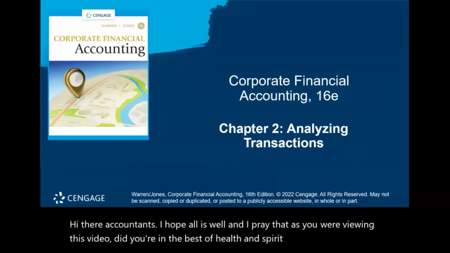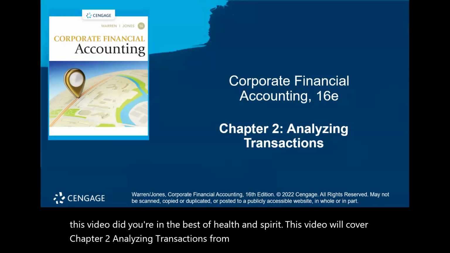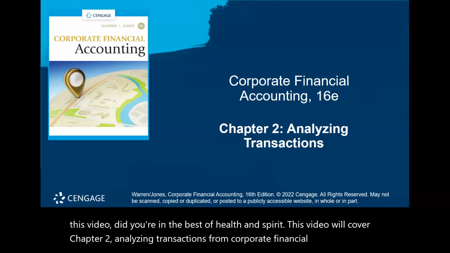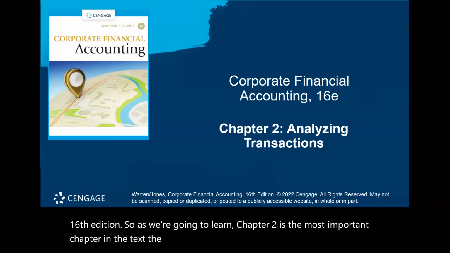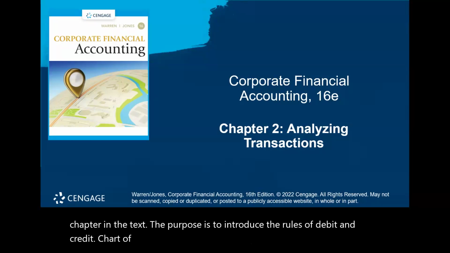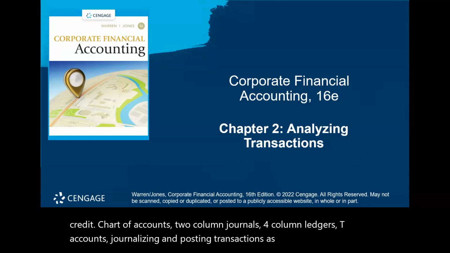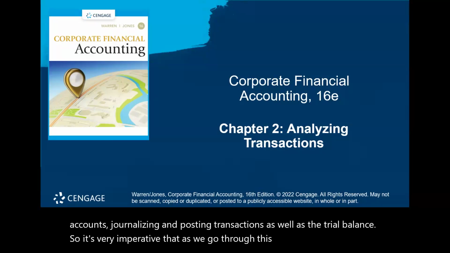This video will cover Chapter 2, Analyzing Transactions from Corporate Financial Accounting, 16th edition. As we're going to learn, Chapter 2 is the most important chapter in the text. The purpose is to introduce the rules of debit and credit, chart of accounts, 2-column journals, 4-column ledgers, T accounts, journalizing and posting transactions, as well as the trial balance. So it's very imperative that as we go through this chapter, you understand the foundational accounting principles.